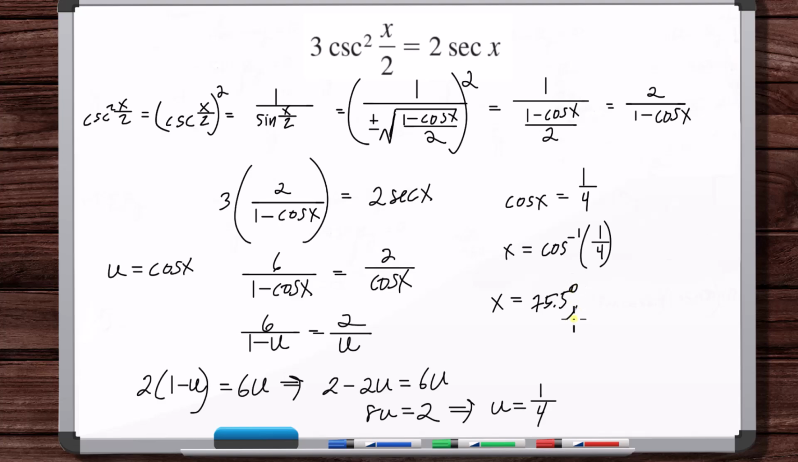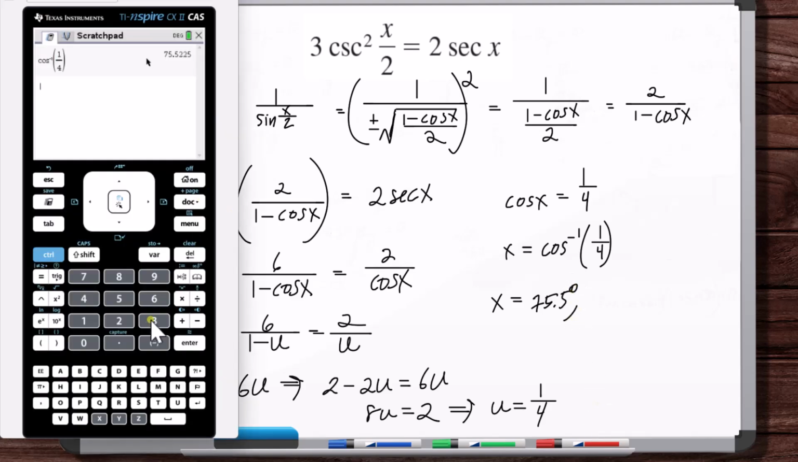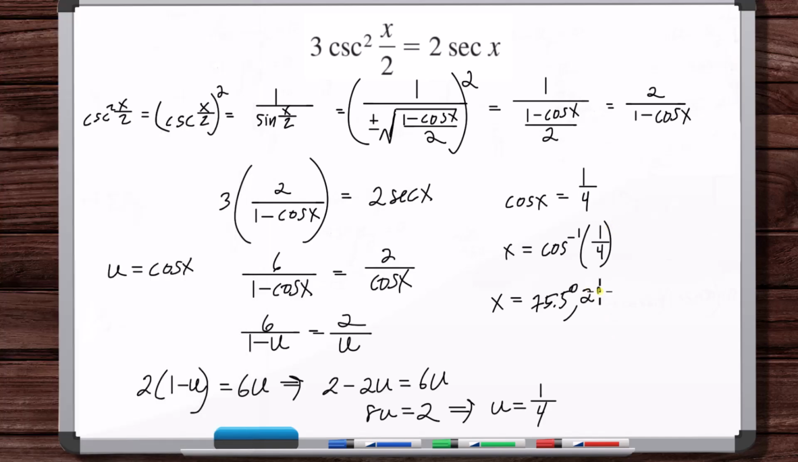But cosine is positive in quadrant 4 as well, so what angle in quadrant 4 has this as a reference angle? Take 360, so 284.5. Okay, so these two angles, or any angle coterminal with these two angles, satisfies this equation.